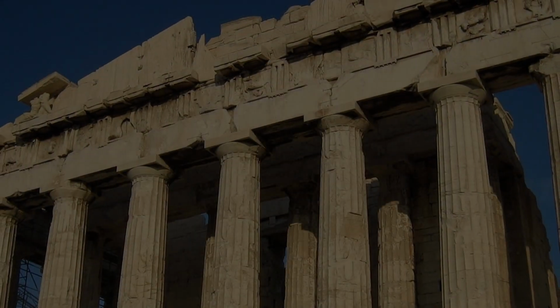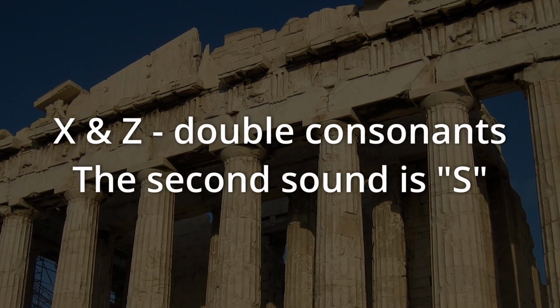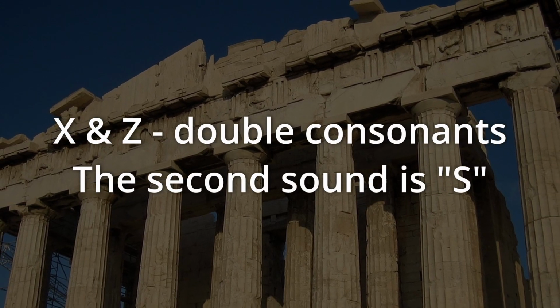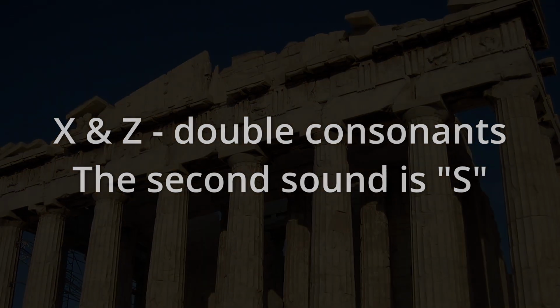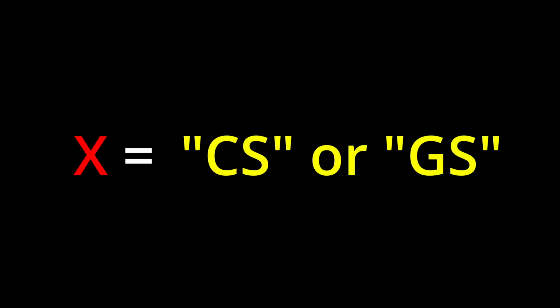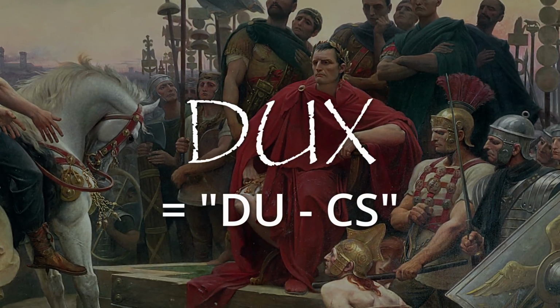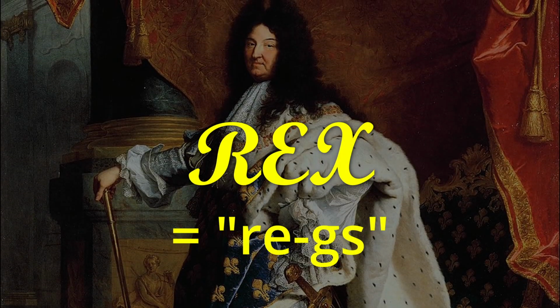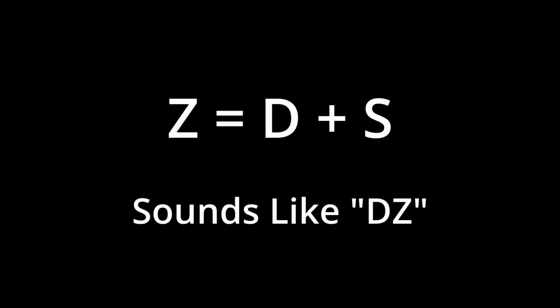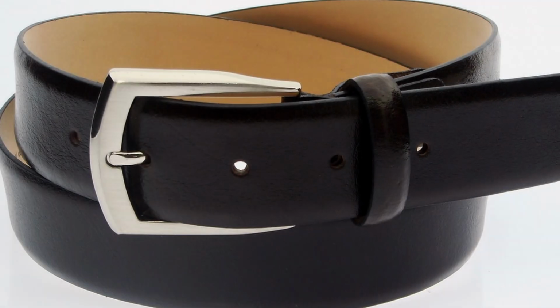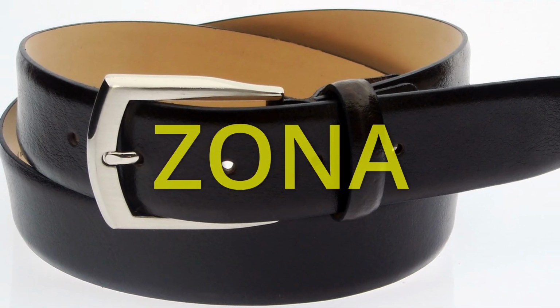There are also certain combinations of consonants that have a distinct pronunciation in classical Latin. X and Z, for instance, are actually double consonants which the Romans took from the Greek language. They represent another consonant sound plus the sound S. X is a combination of C or G and S, so both of those sounds should be present when we pronounce the Latin X. This word, which means leader, is pronounced dux. The word for king is rex. Z is really a combination of D and S, and is always pronounced like DZ. For instance, the word which means belt is pronounced zona.